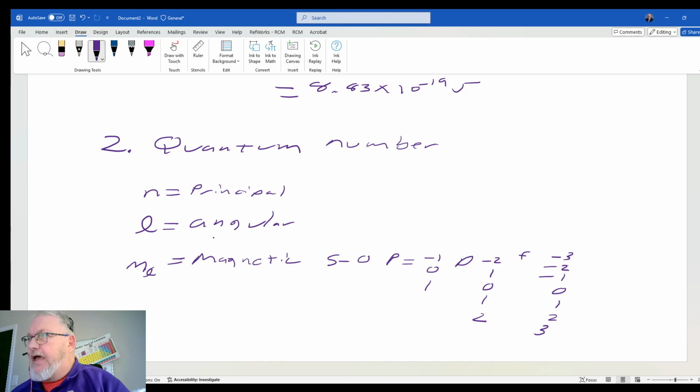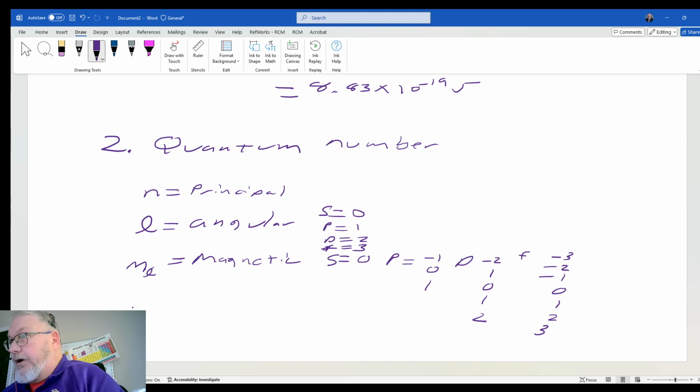All right. So the angular number, okay, the S is always going to be 0. And of course, there's 0 there too because there's only one. The P's will be 1. The D's would be 2. And the F would be 3. And we'll do some practice.